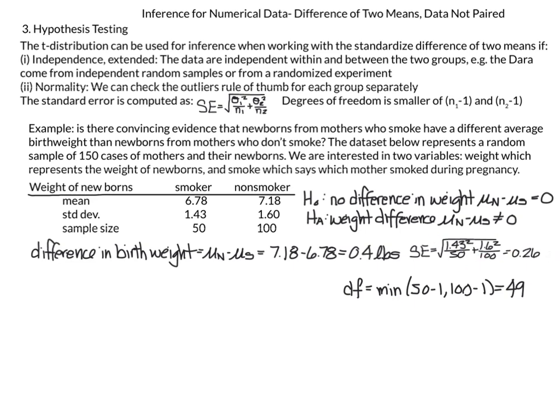Degrees of freedom is the minimum of 50 minus 1 and 100 minus 1. So this is 49 and 99. So the smaller number between 49 and 99 is 49. Also, we're going to use a significance level of 5% or 0.05.